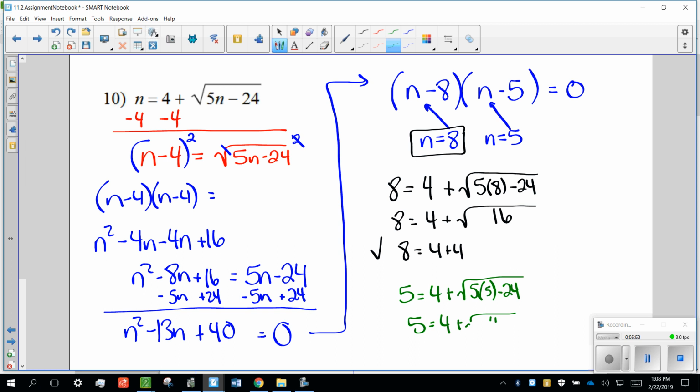5 times 5, square root of 25 minus 24. So that's the square root of 1. What's the square root of 1? It's 1. So does 5 equal 4 plus 1? It sure does. So n equals 8 or n equals 5.